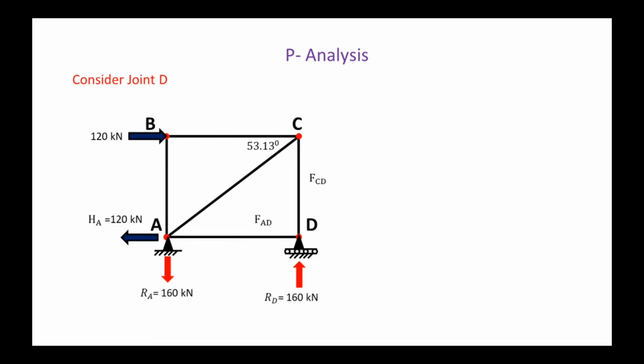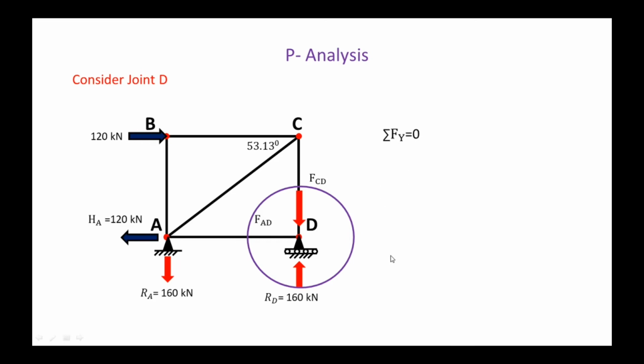Now next, by the method of joints, we have to find out the member forces in the frame. So consider first the joint D here. At the joint D, these are the FCD member and FAD member in which you have to find out the forces. Now consider this direction of FCD as downward here.